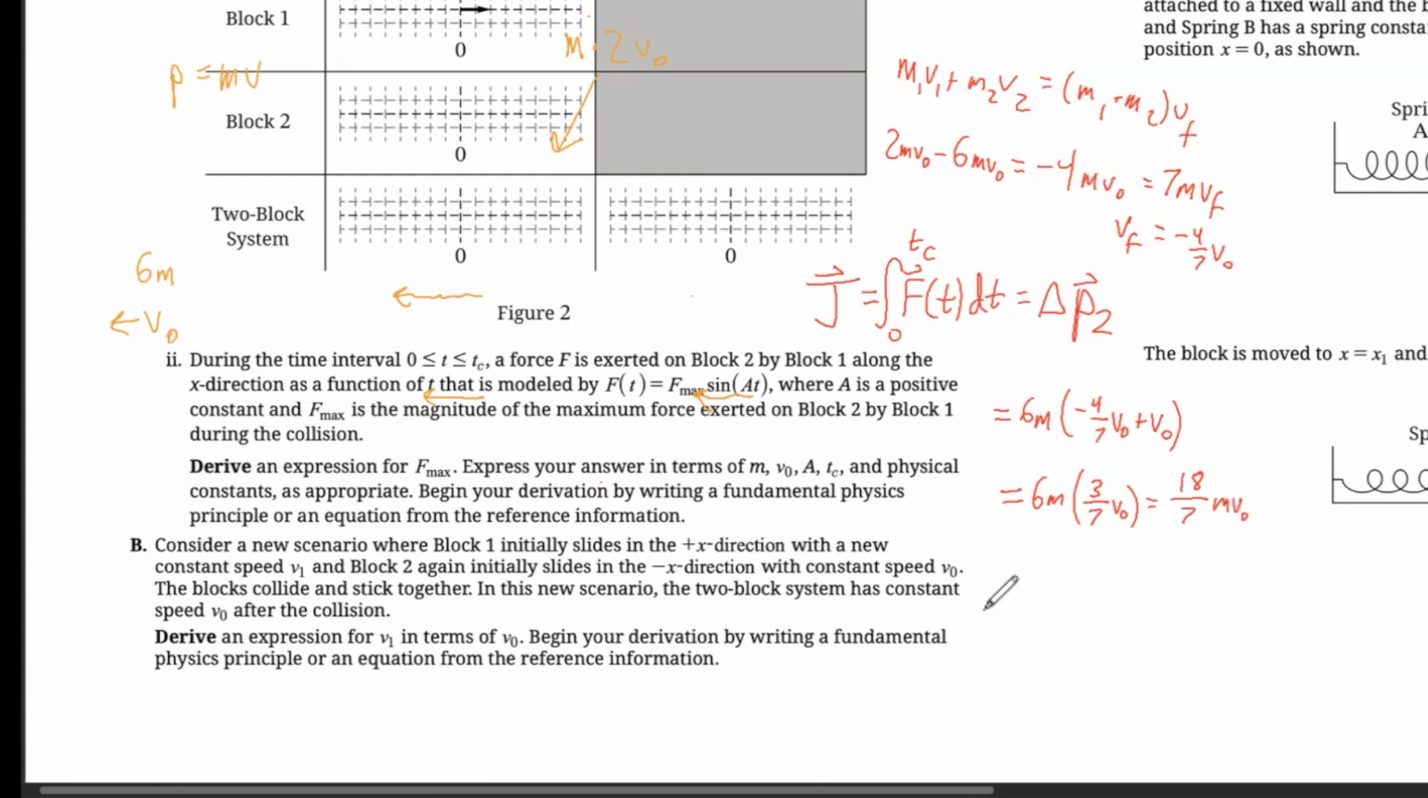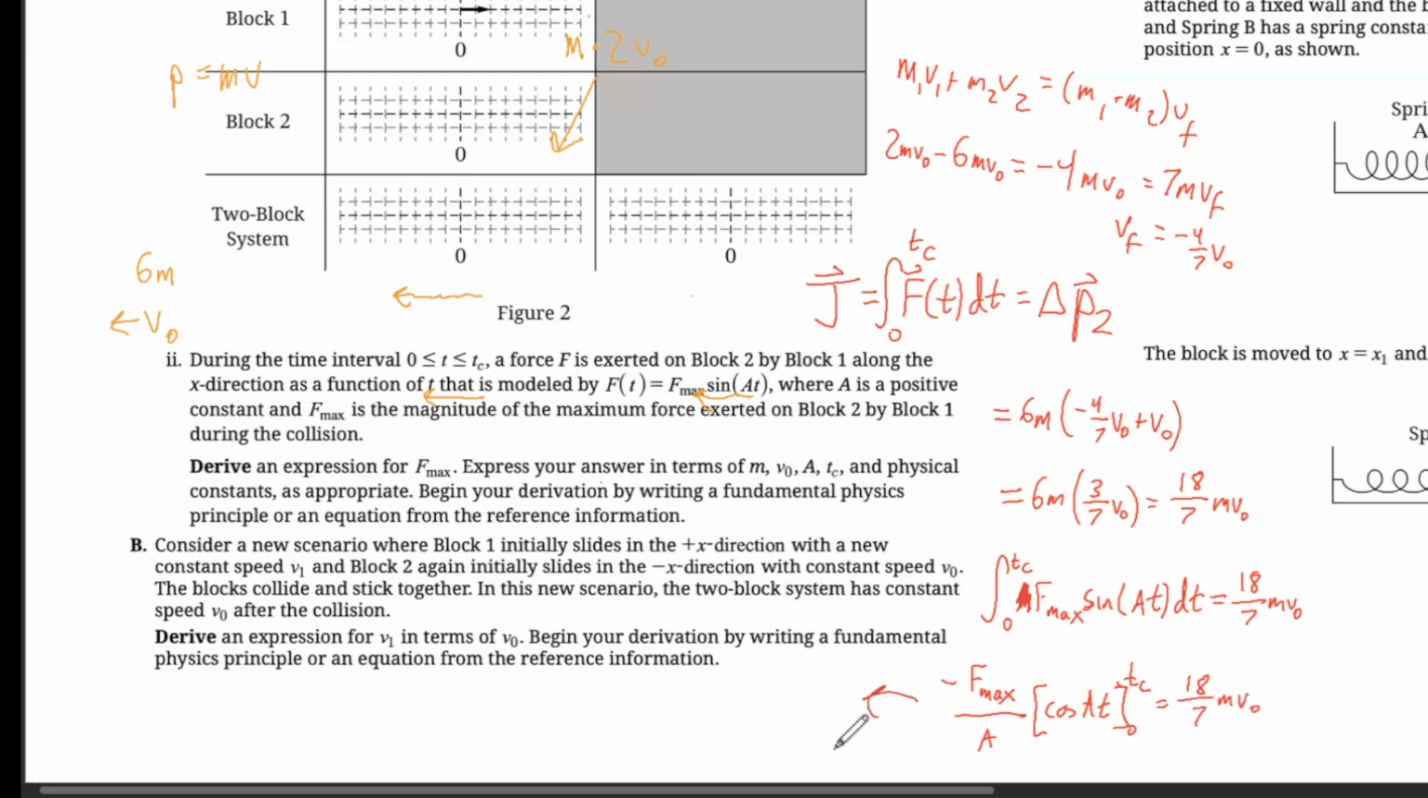Okay, so that tells us that the integral from 0 to tc of F max sine of a t dt equals 18 over 7 m v0, while the integral of sine is going to give us a negative cosine. So we're going to get negative F max over a times cosine of a t from 0 to tc equals 18 over 7 m v0.